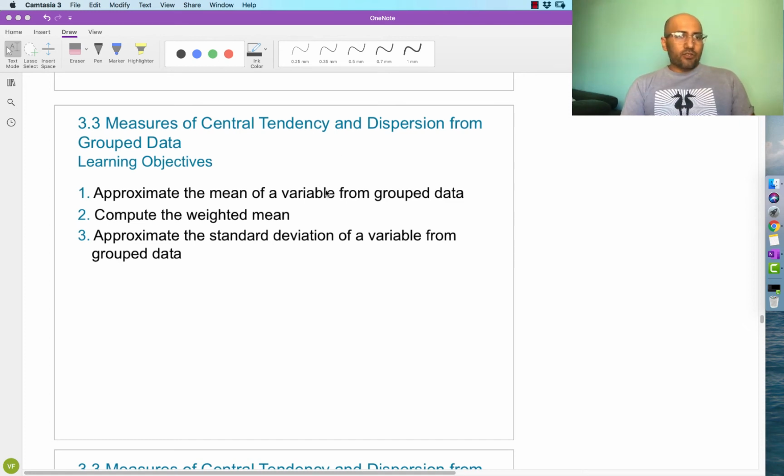All right, let's get started on section 3.3, measures of central tendency and dispersion from group data. In this section, we're going to look at how to approximate the mean of a variable from group data. Of course, maybe define what group data is if you're not quite sure what that means. We're going to compute the weighted means. The most famous example of those is calculating your grade point average. But we'll look at another example. And then we're going to learn how to approximate the standard deviation of a variable, again, from grouped data.